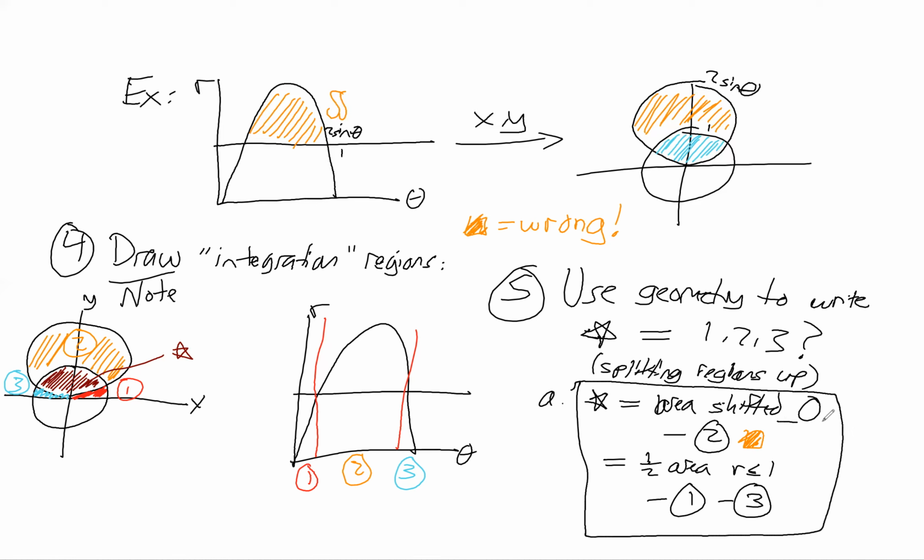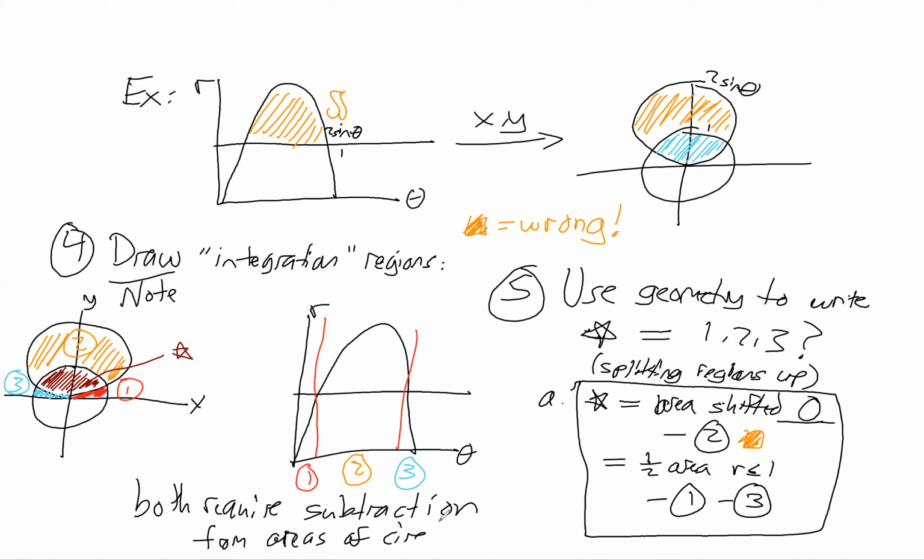So we have two ways that we could compute star, but the problem is both require subtraction from a geometric quantity. So both require subtraction from areas of circles. And we're subtracting the integrals. Okay, and the integrals themselves aren't that bad. So I'll leave that to you if you want to practice that. But I think the really non-trivial part was having to set this up and comparing and getting the geometric intuition.